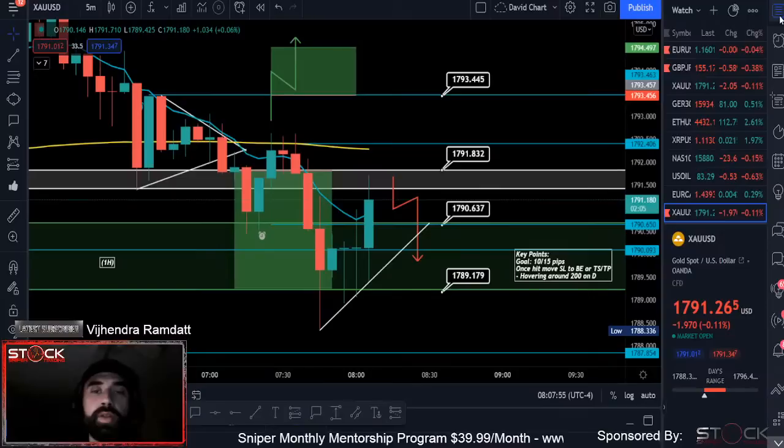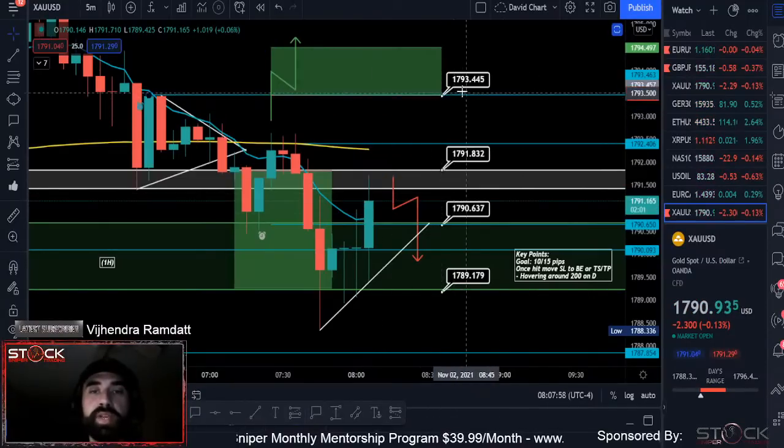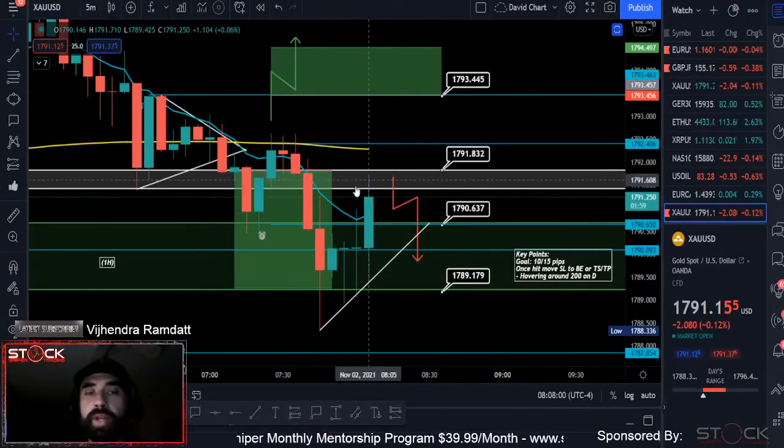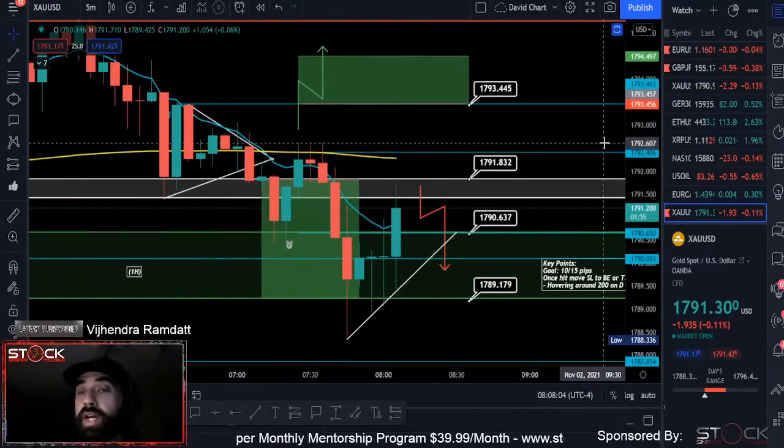Okay, so we have the overall gold areas, guys, set. Just remember, 1793.5 is the only level I'm looking for, but it's the break above here that's what I'm doing. So we're going to move on from gold, guys.